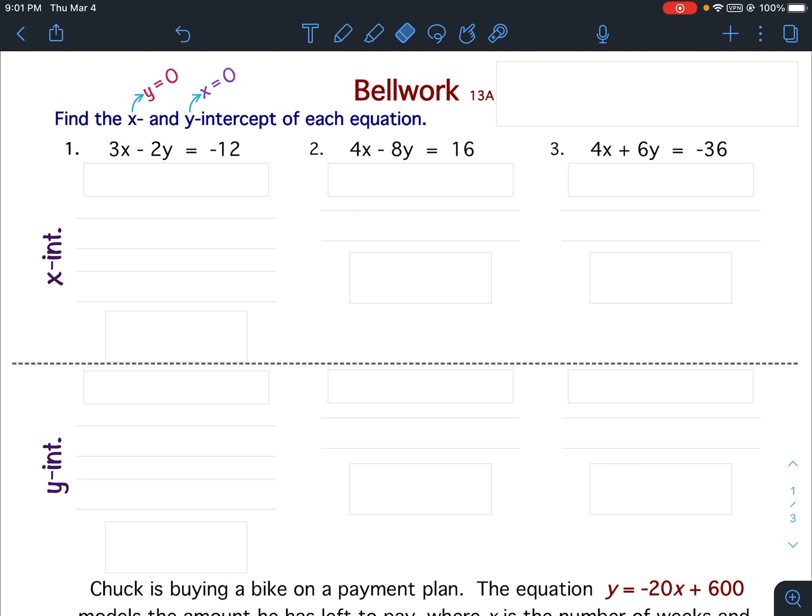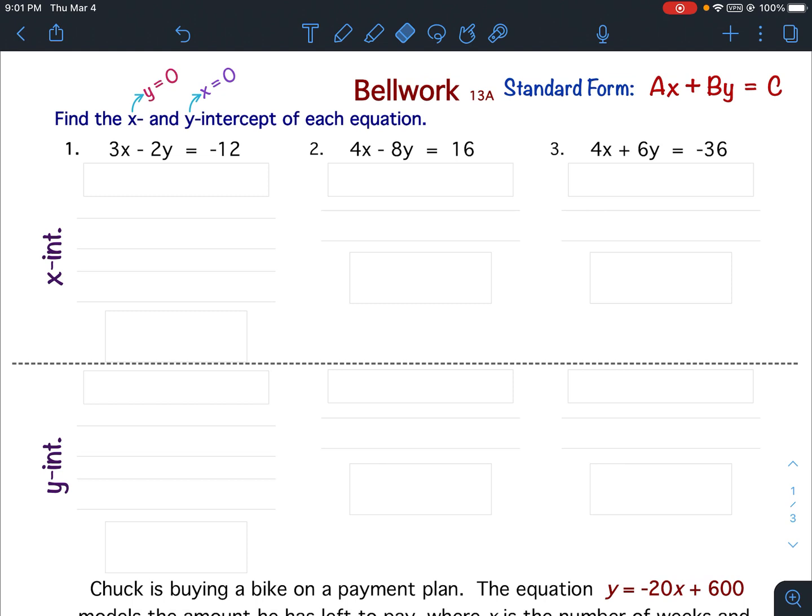The last example in the comparing functions notes, the lesson 13 notes, was finding the X-intercepts given equations that are in slope-intercept form. So they're in the form of y equals mx plus b. Well, if you look at questions 1, 2, and 3, they are in a different form. They are in the form called standard form. Standard form is ax plus by equals c.